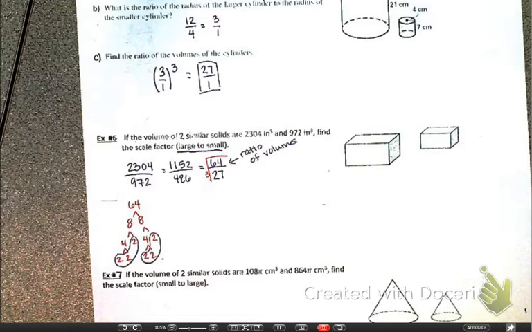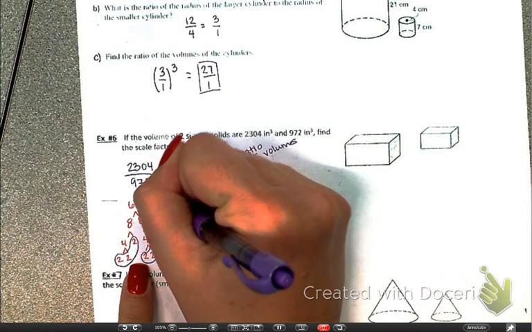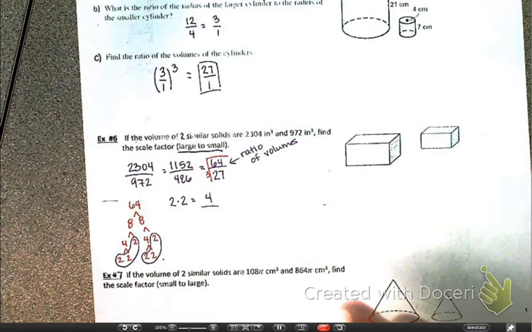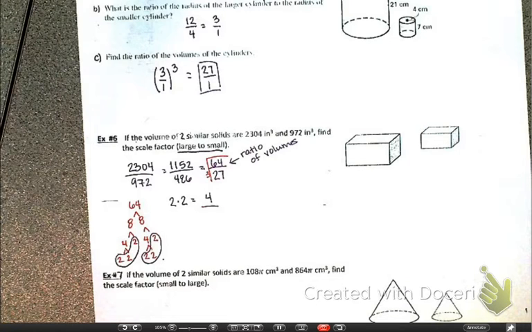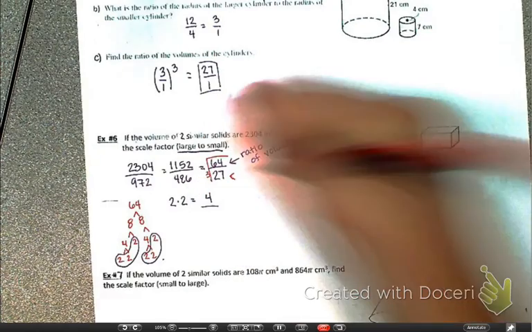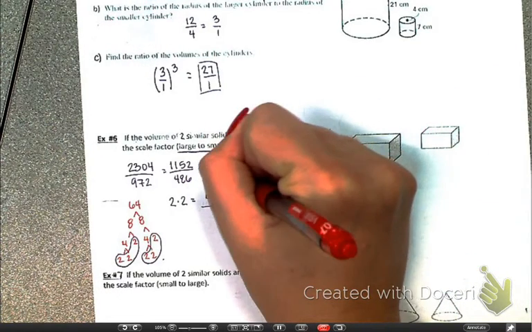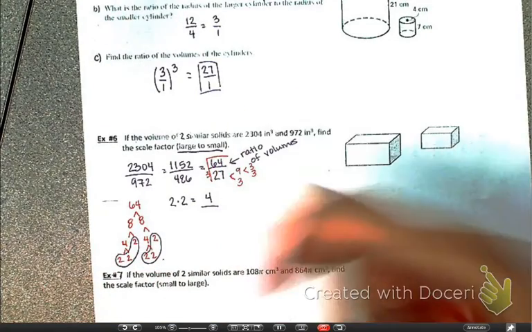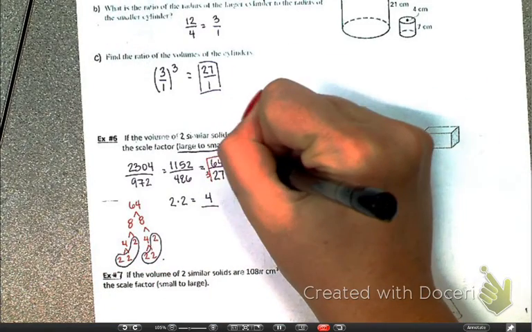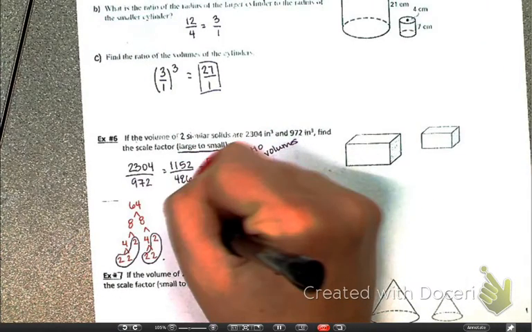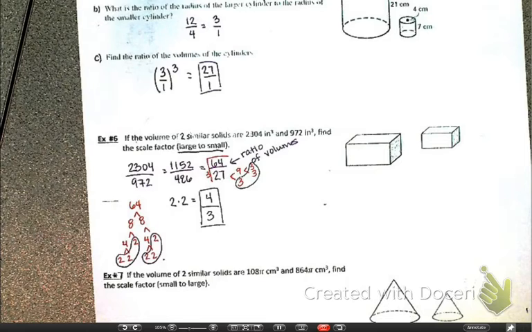And just like when we took the square root, the groups come out of the square root. So 2 times 2 gives me 4. The cube root of 64 is 4. That is in my numerator. I'm going to do the same thing with the denominator. What numbers multiply to 27? 9 times 3, and then 3 and 3. Do I have a group of 3s? Yes. So those 3s come out, and my scale factor is 4/3.